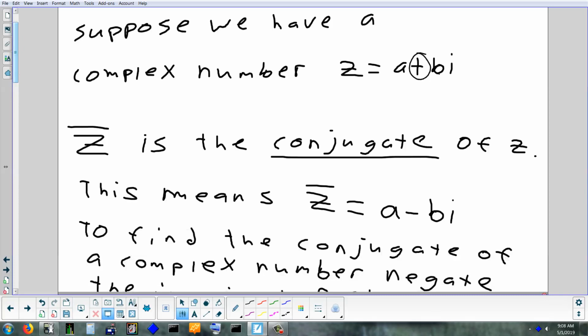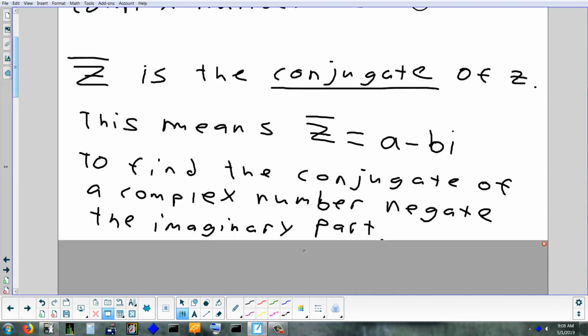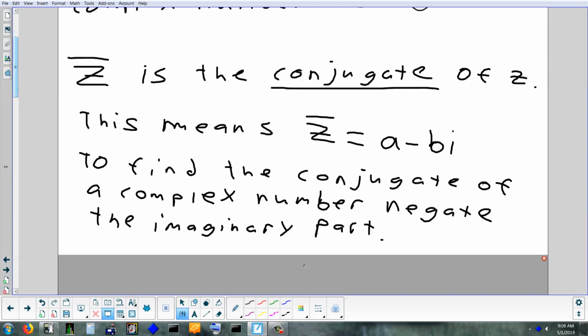If it was a plus, it becomes a minus. If it already was a minus, it becomes a plus. So you change the sign of the imaginary part. The word that means change the sign is negate. Negate means do the opposite. Like if I said, everything I tell him to do, he just negates me. That means everything I tell you to do, you're just doing the opposite of what I say. You're not listening. So negate means change the sign of the imaginary part. You don't do anything to the real part.